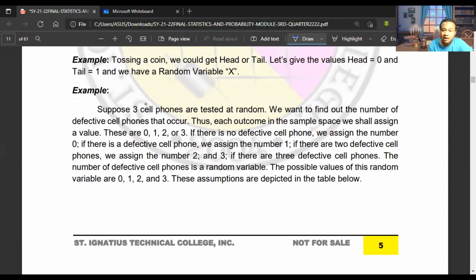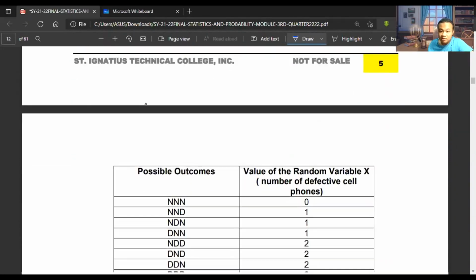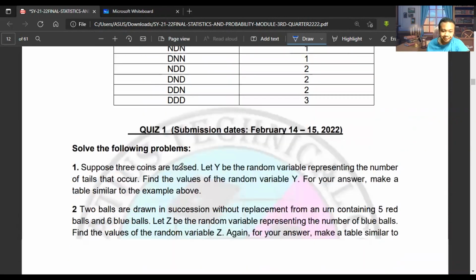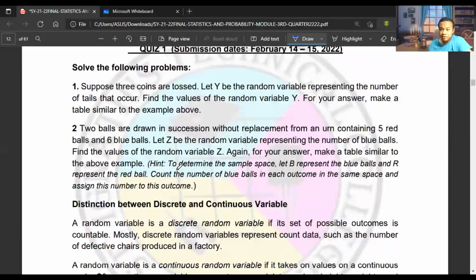Muna siya ang outcomes sa atong sample space, di ba? It's either 1, 0, 1, 0, 1, 2, 3. Okay? So tara na to sa table. So sakto atong answer, no? So naay isa ka group na walay daot nga cellphone, di ba? Naay isa, naay duha, then tanan cellphone daot. Okay? Next. So saan ni pag-solve niya problem?